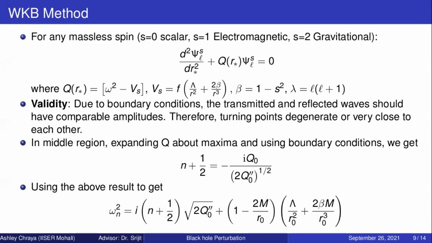Okay, so now I have got this condition, and now I know that Q is equal to omega square minus Vs. Now I know that Q naught can be found from this.